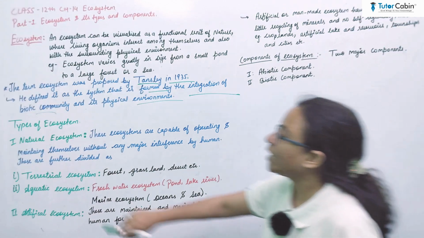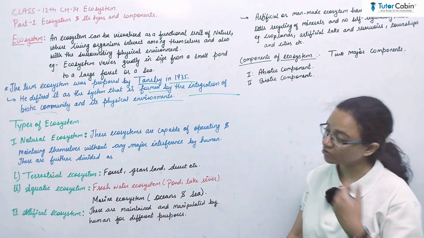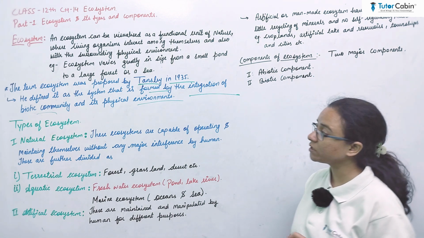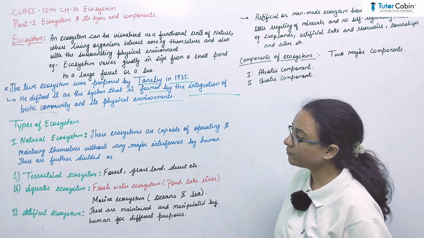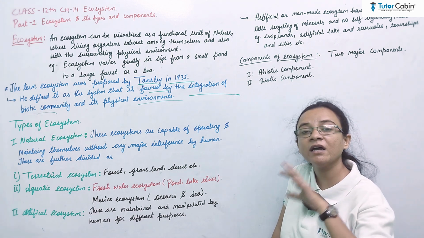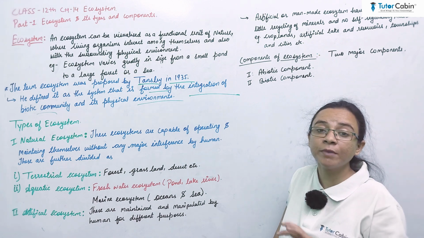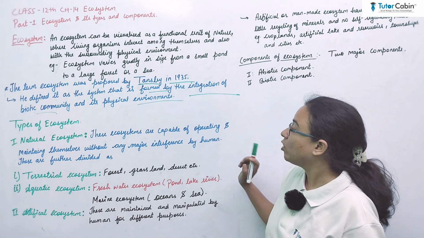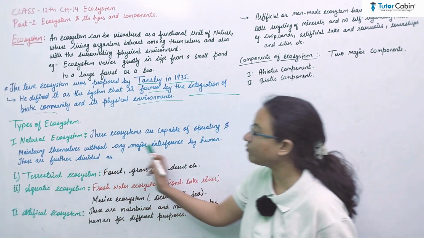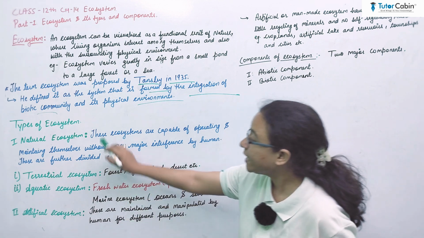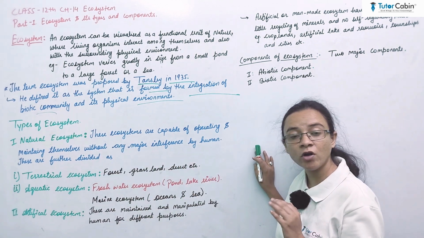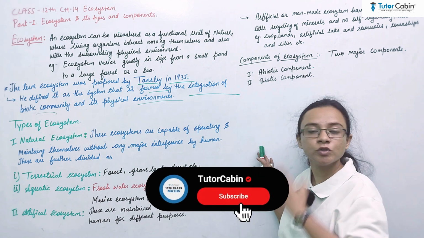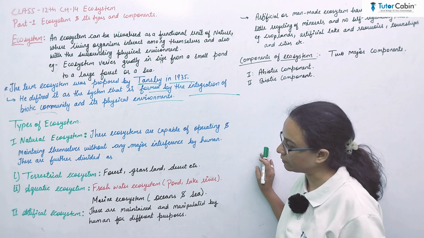Okay. There are two types of ecosystem. First is the natural ecosystem and second is the artificial ecosystem. Natural ecosystems are those ecosystems which are formed by nature, and men do not interfere to maintain or manipulate this system. These ecosystems are capable of operating and maintaining themselves without any major interference. It means humans are not involved to manipulate or maintain it majorly. Clear? So these ecosystems are formed by nature.